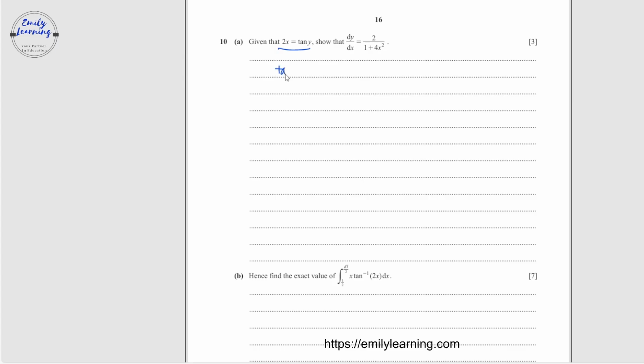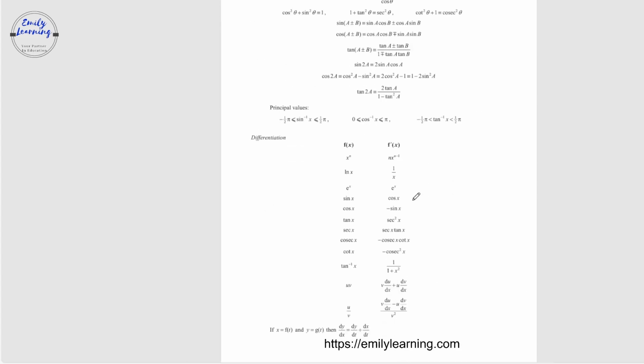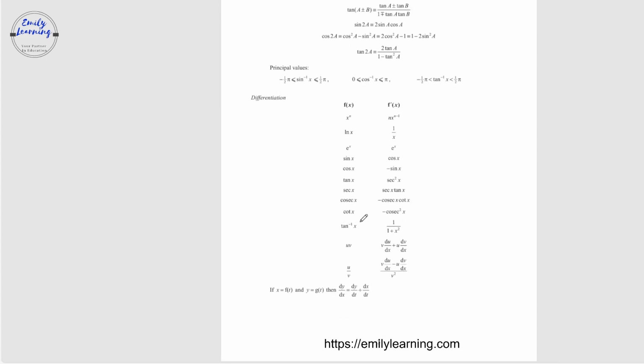So I'll just write tangent y equals 2x, so y is equal to tangent inverse of 2x. So dy/dx, we will just make use of the formula for differentiating tangent inverse. Tangent inverse x gives 1 over 1 plus x squared, but if you have tangent inverse f(x), then it will be equal to f prime x over 1 plus f(x) squared. So the modified version is not in the formula booklet, so do remember what the modified version looks like.